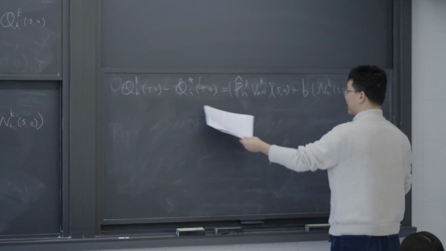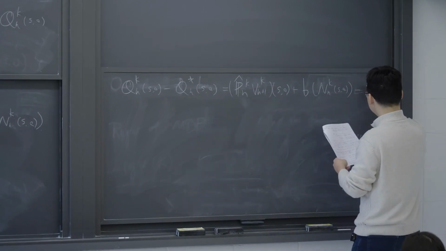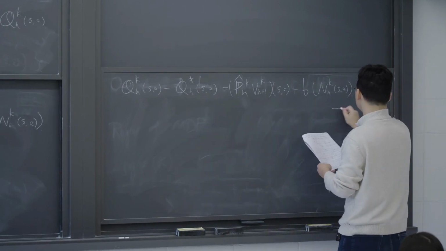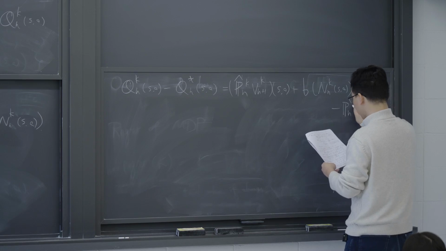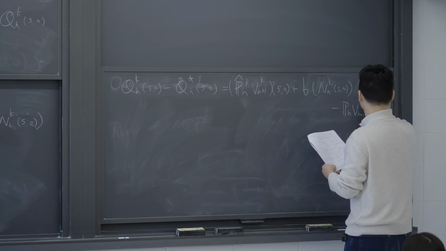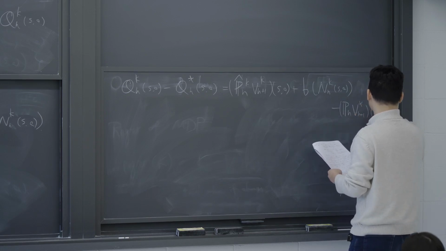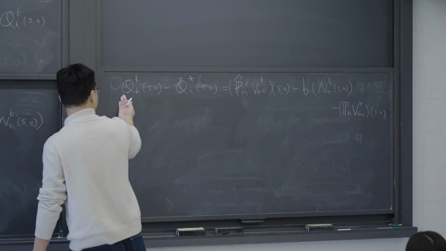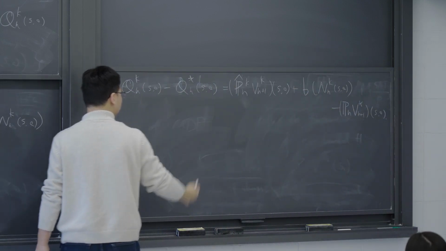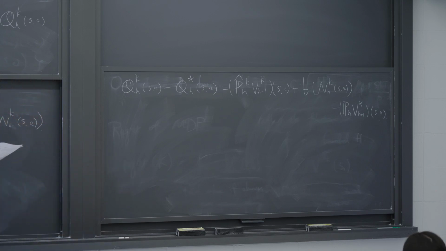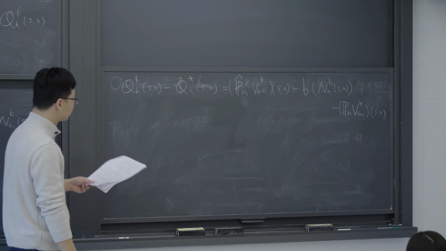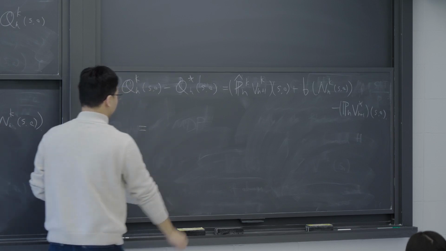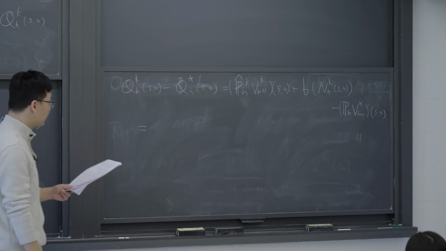And then subtracted by the second part, which is by the Bellman equation: P_h V*_{h+1}(s,a). So essentially, we just expand this, use the update equation, expand this, use the Bellman equation, and then we cancel out the reward. So we can rearrange the terms a little bit.